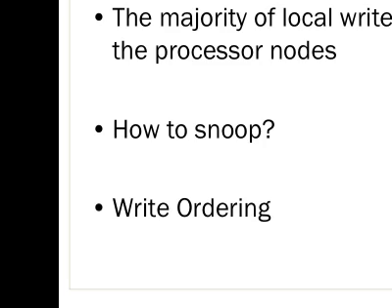What about a write-back cache? A write-back cache is to reduce memory bandwidth requirement, because you only update the main memory when you need to replace the cache line. As a result, the majority of local writes are hidden behind the processor's nodes. So if you snoop, you don't really know when another processor updates its local copy. So how do we do snooping, and how do we do these state updates?